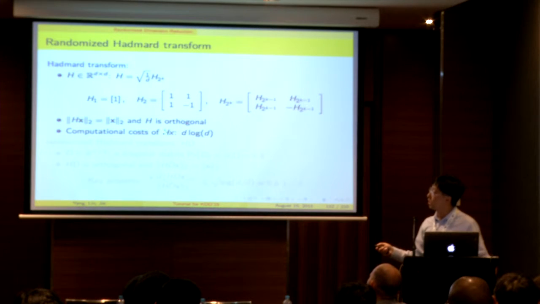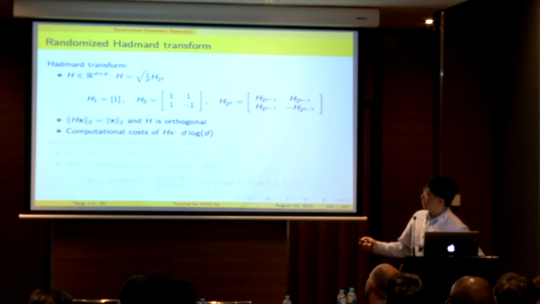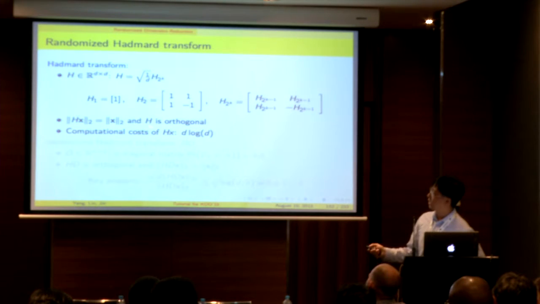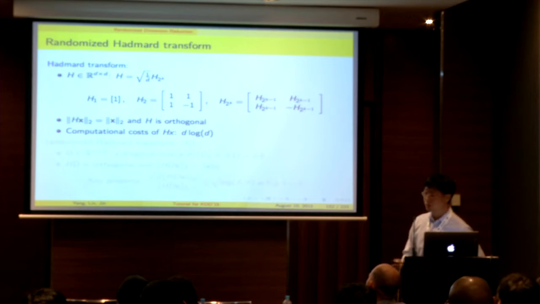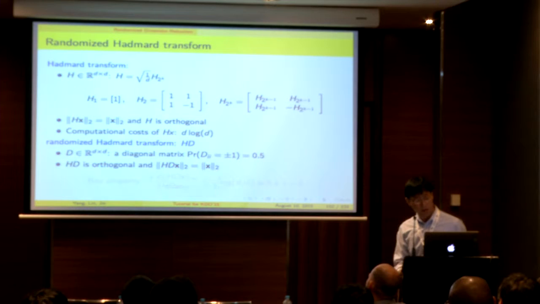So the computation cost of applying h to x is d times log d. And here, this Harmonic transform is actually a normalized version. We scale h of this dimension by the square root of 1 over d. This is to guarantee that the resulting H matrix is an orthogonal matrix that preserves the Euclidean norm of the vector. And then with this Harmonic transform, we can define the randomized Harmonic transform.